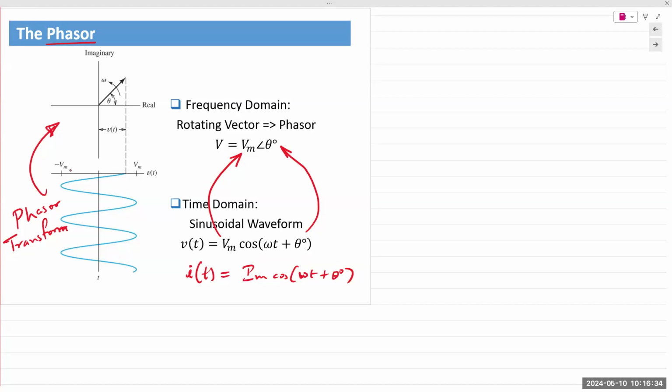Vm is the length of the vector. So this Vm is the length of that vector. Okay, length of the vector.